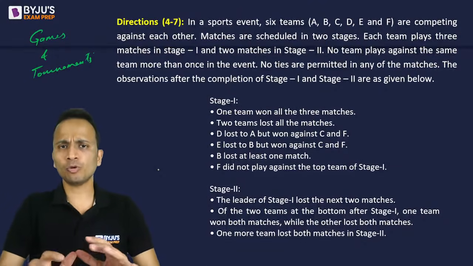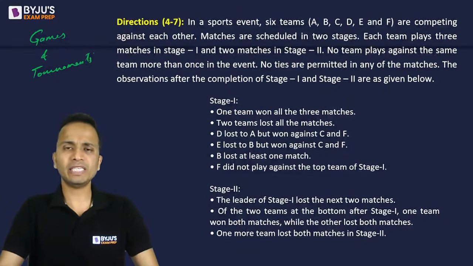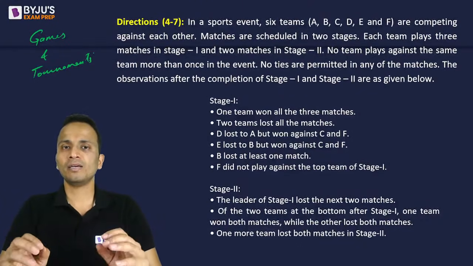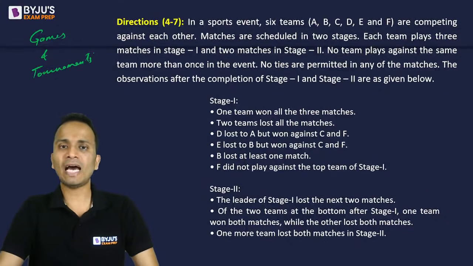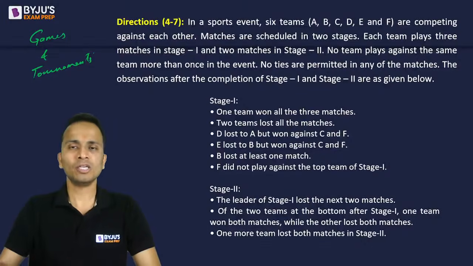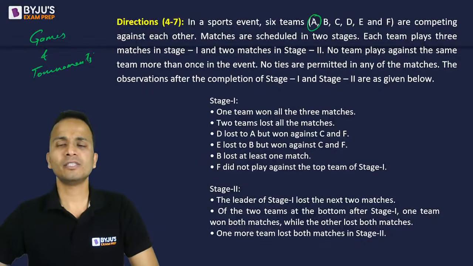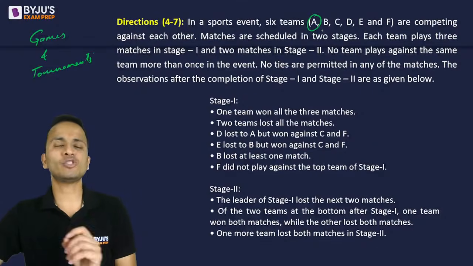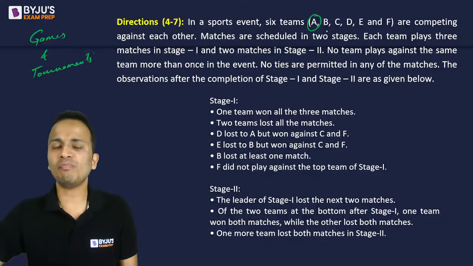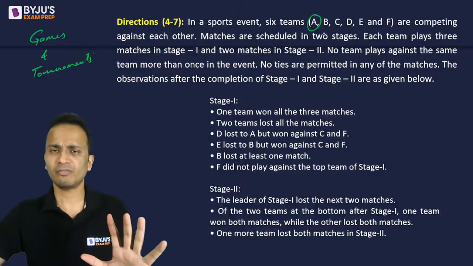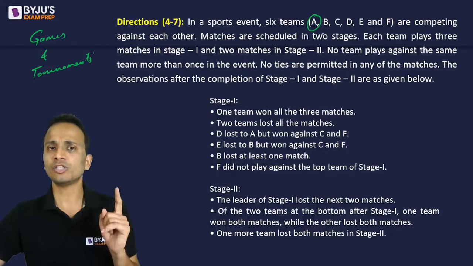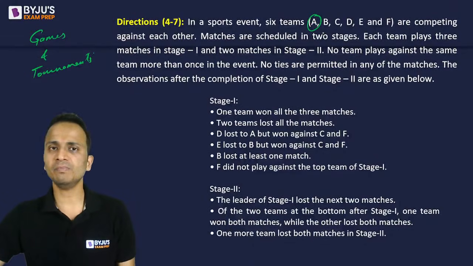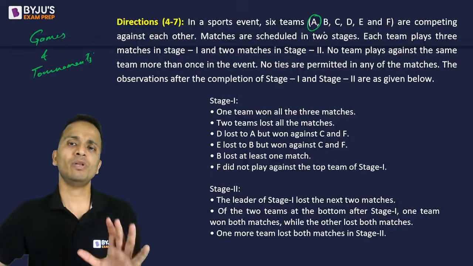So the question says that in a sports event, there are 6 teams which are competing against each other, right? Matches are scheduled in 2 stages. Important now. Each team plays 3 matches in stage 1 and 2 matches in stage 2. So if I pick up any team, let's say A, and A plays 1 match with every other team, then the total number of matches for A will be 5, right? So excluding A, there are 5 other teams.